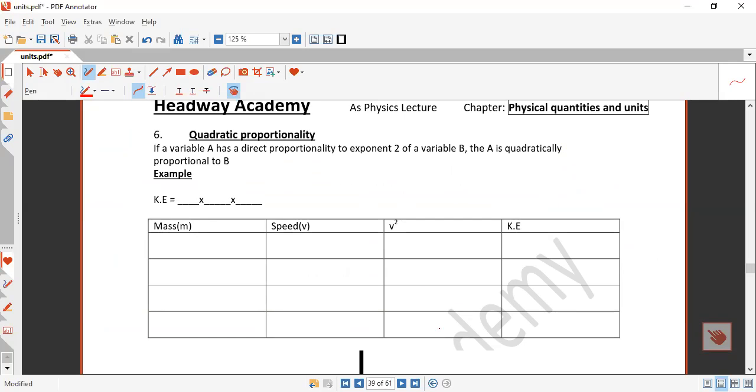Students, what's the formula of kinetic energy? Yes, half mv square. So 1 by 2 mass into v square, right? Let's say mass is measured in kilograms. Speed is measured in meters per second. So v square is measured in meter squared per second squared. And kinetic energy is measured in joules, right?